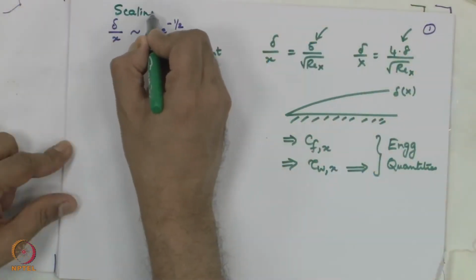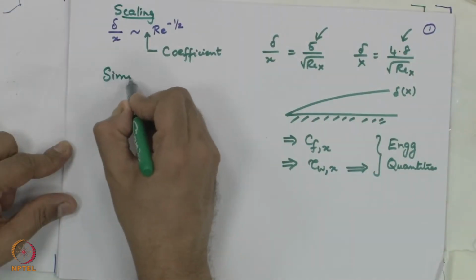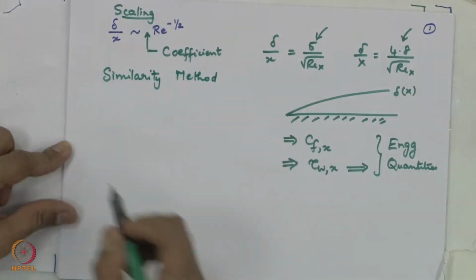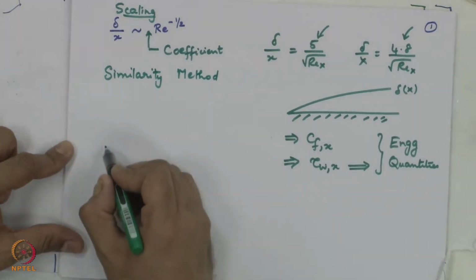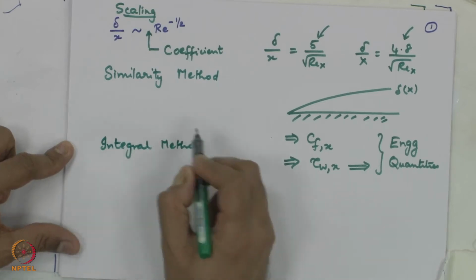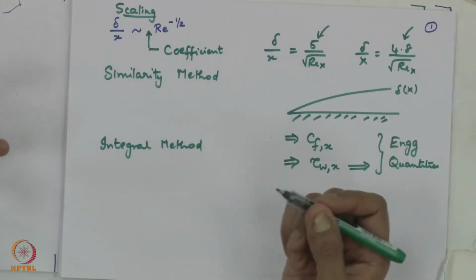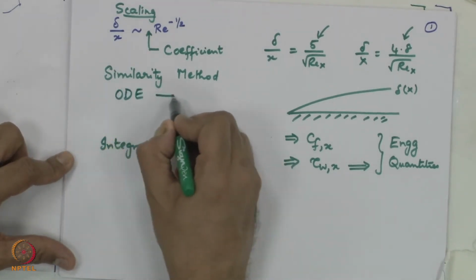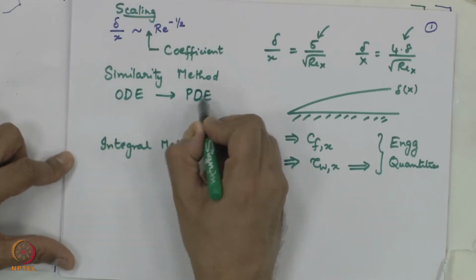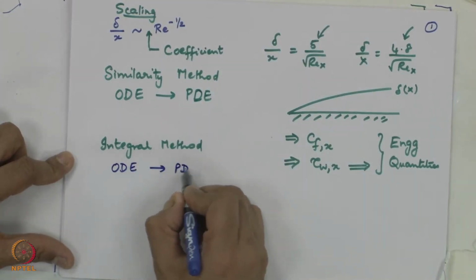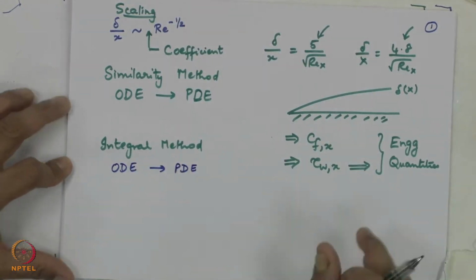Now, these two solution techniques: scaling gave me this, then the similarity method and the integral method. This is what we are going to see today, and for about 5 modules we are going to continue, and the last one is the integral method. The similarity method actually is a little bit more difficult in terms of the solution procedure, because you are going to convert the set of PDEs to an ordinary differential equation. Even the integral method does the same thing, but there is a distinct advantage and ease of handling things.